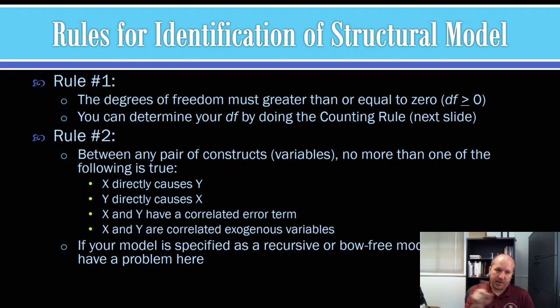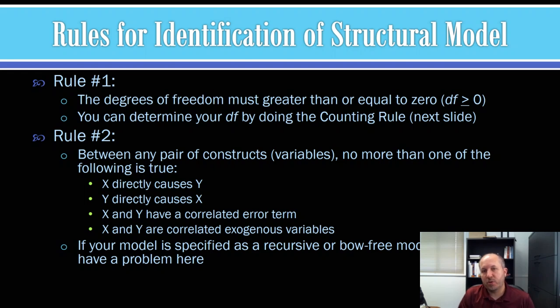X causes Y, so you have X arrow to Y arrow to X, so Y directly causes X. X and Y have correlated error terms. X and Y are correlated exogenous variables. So only one of those statements can be true.